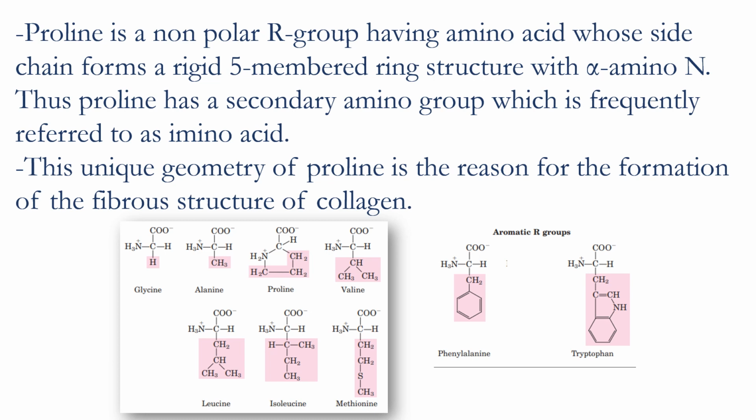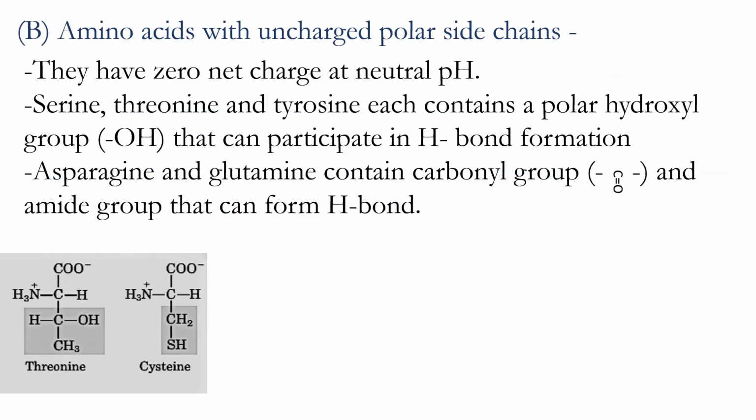Okay. Now you can see the examples of amino acids with non-polar side chains. They are glycine, alanine, proline, valine, leucine, isoleucine, methionine, phenylalanine, tryptophan, and you should memorize these things.